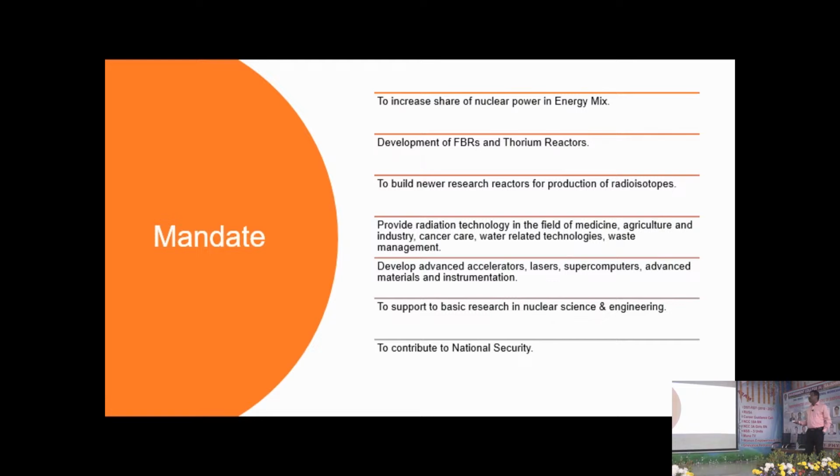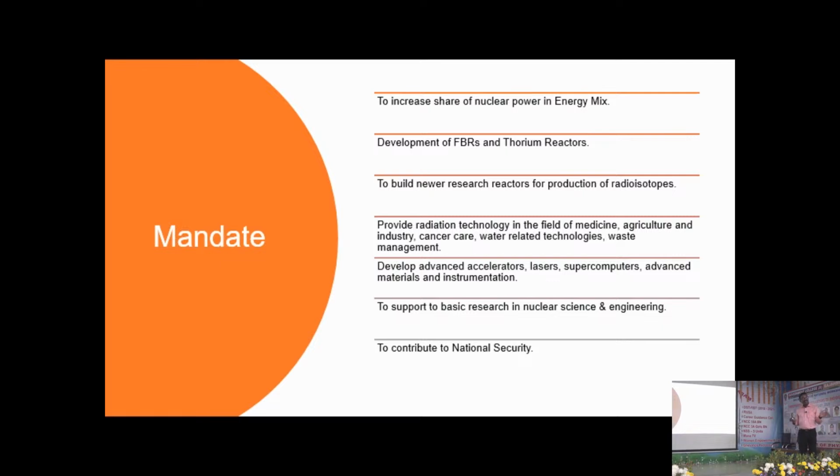So this was our main mandate: to increase the energy mix. It is only 1.6% today. We have to increase it to at least 10% to achieve net zero by 2070, which our Honorable Prime Minister has declared. We were mentioning thorium: we have 500 years' worth of thorium fuel to run our power plants. But we have to come to that in the third stage only.